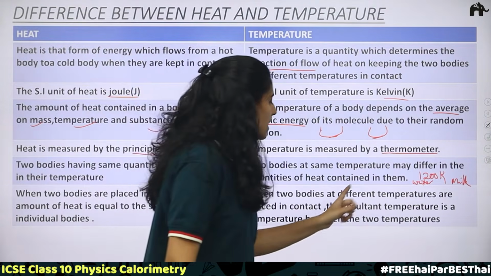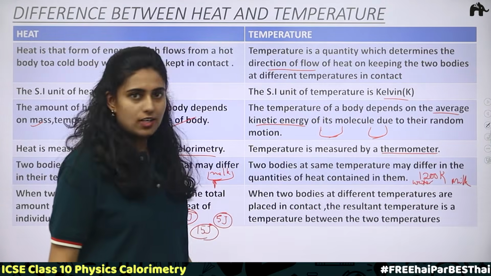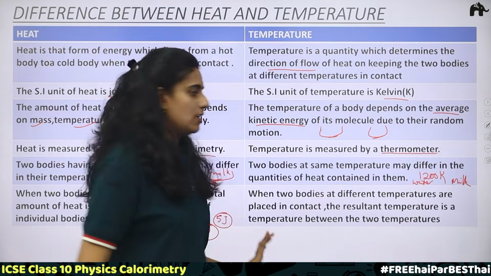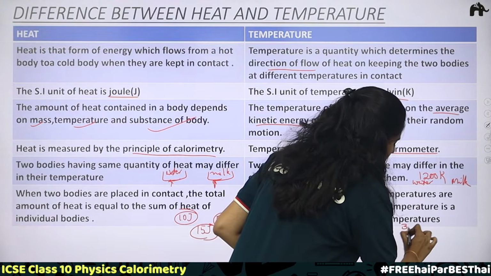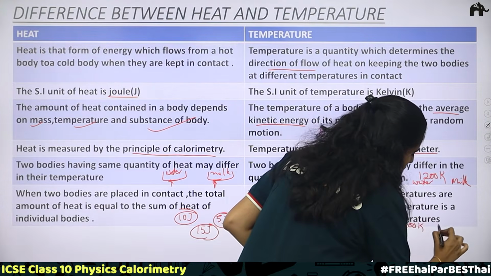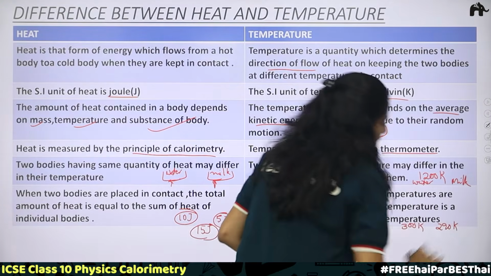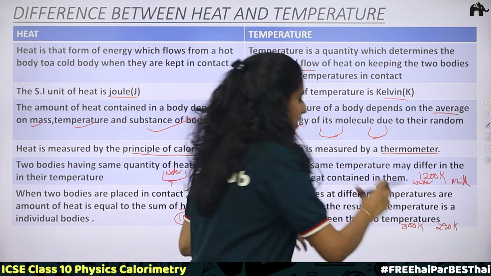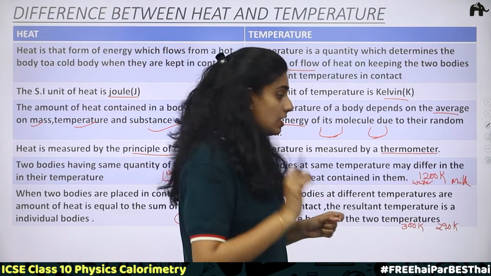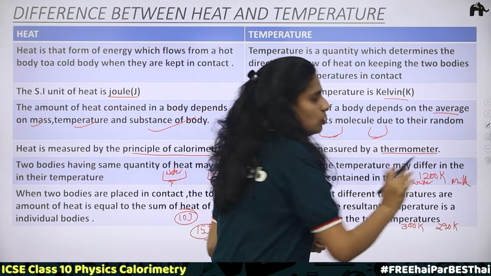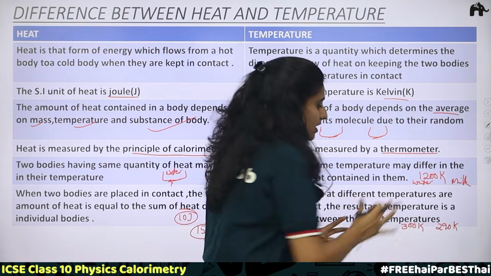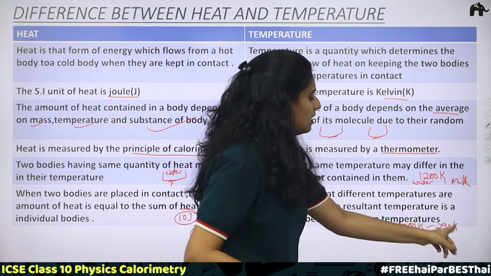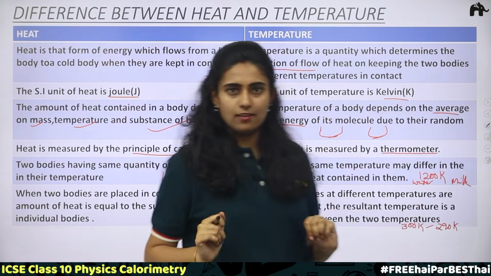When two bodies at different temperatures are placed in contact, the resultant temperature is a temperature between the two temperatures. For example, if you have a body of 300 Kelvin kept with a body of 290 Kelvin, then combining these two substances, you will get a temperature lying between 300 Kelvin and 290 Kelvin, not above 300 Kelvin nor below 290 Kelvin. It should be a value lying between 290 Kelvin and 300 Kelvin.